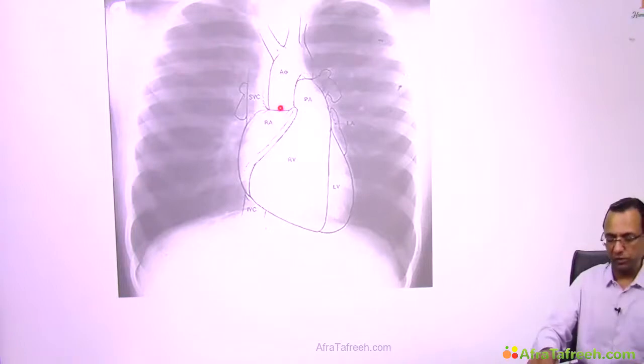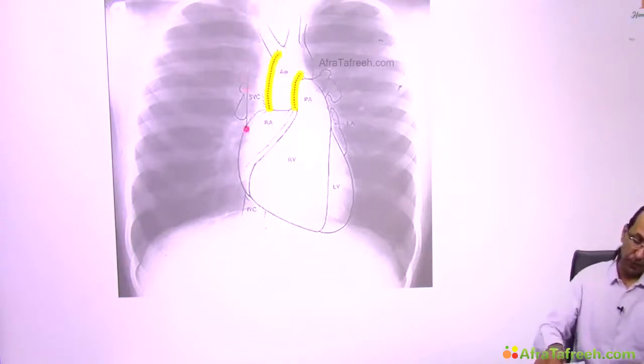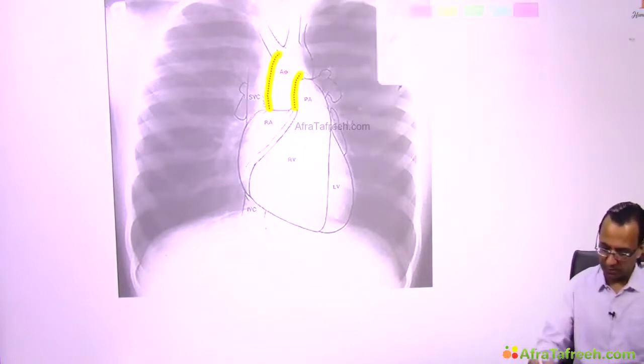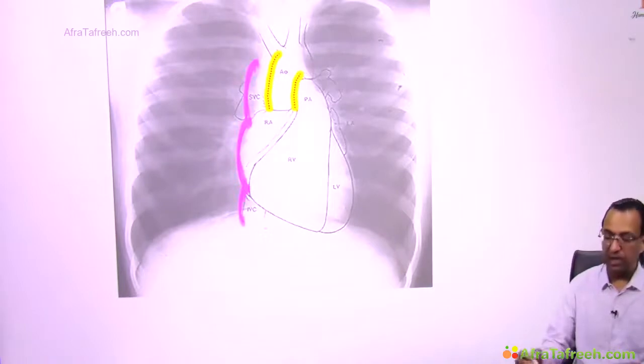But some books definitely show the ascending aorta here. So in your opinion, ascending aorta cannot be the right border of the heart? No, how can it be? See here, this is the superior vena cava, this is the right atrium, this is inferior vena cava, ascending aorta is there.